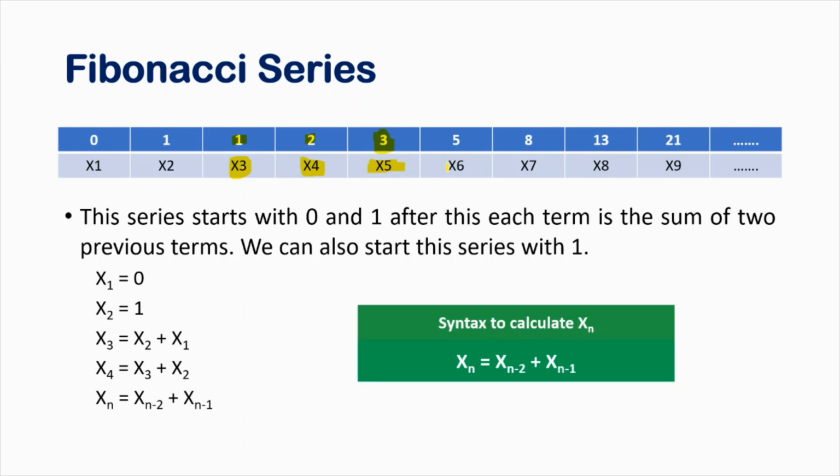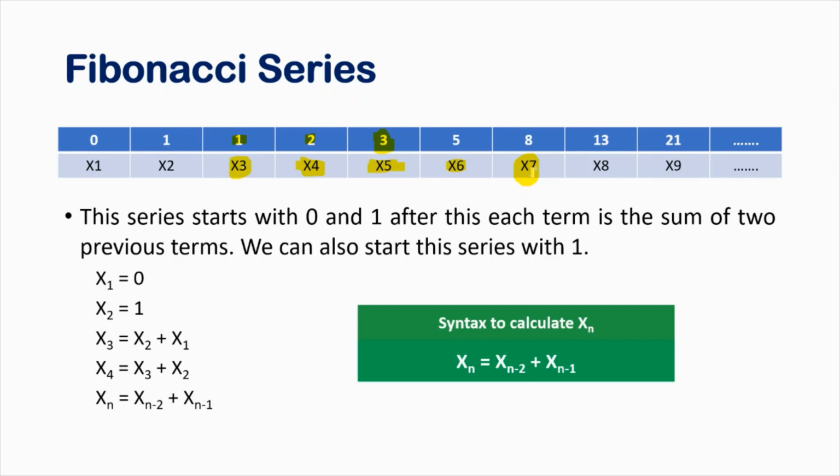So what will be the Fibonacci of the sixth number? It is the sum of the last two previous numbers, x5 and x4. The sum of x5 and x4 is 3 plus 2, so we will get 5. What will be the Fibonacci of the seventh number? It will be the sum of x5 and x6. So 3 plus 5, we will get 8. So the Fibonacci of the seventh number will be 8.